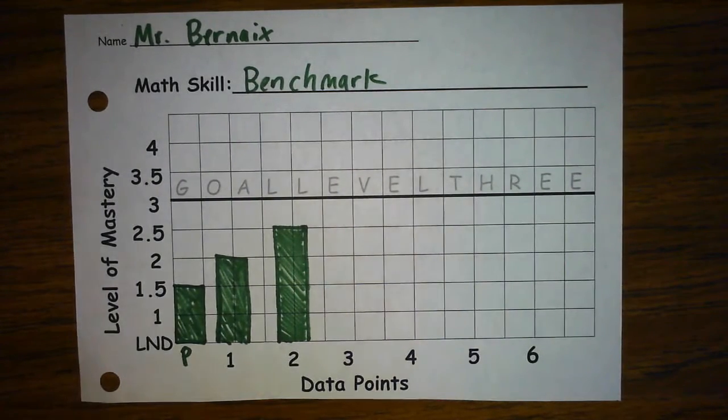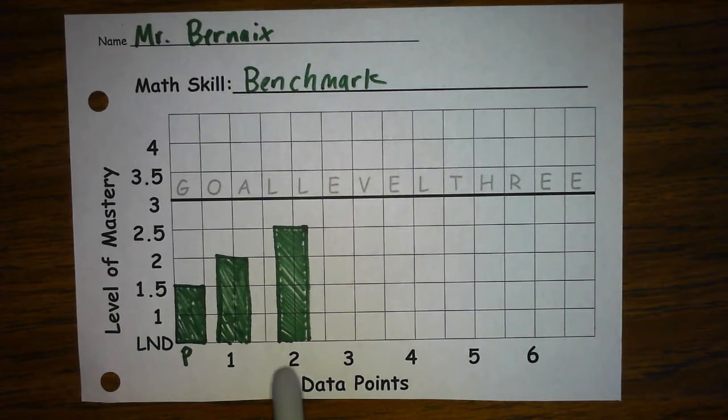There are 5 total tests over the course of the year, benchmark tests. So we've done 3 so far. So what we've done are the pre-tests, benchmark 1, and benchmark 2. So that's what these data points are down here. I have my pre-test, P, benchmark 1, and benchmark 2.